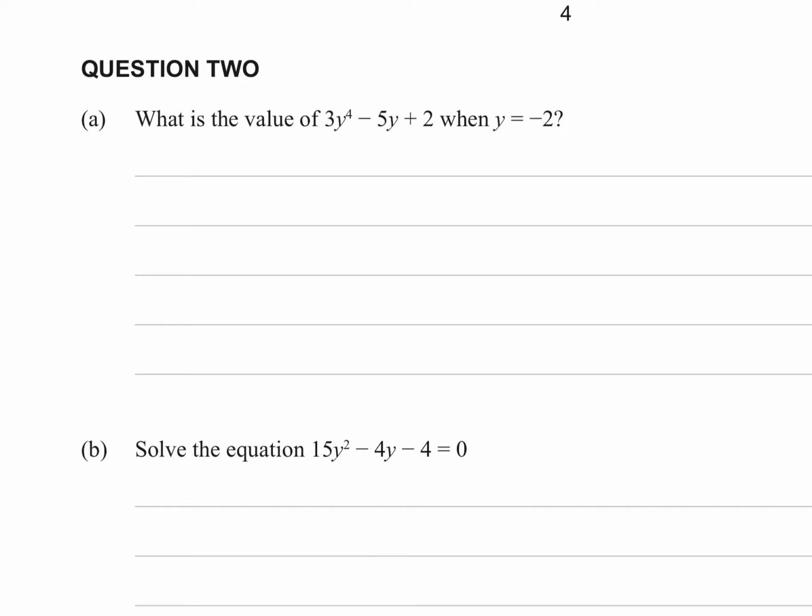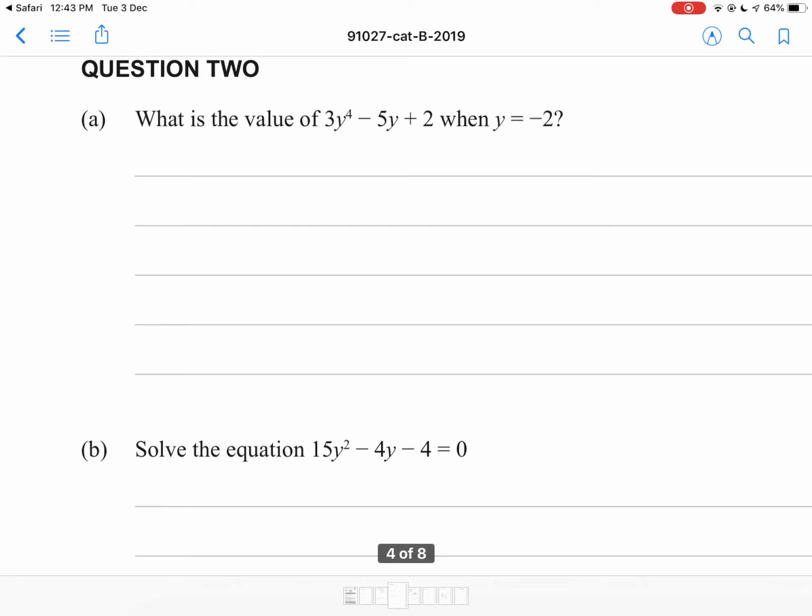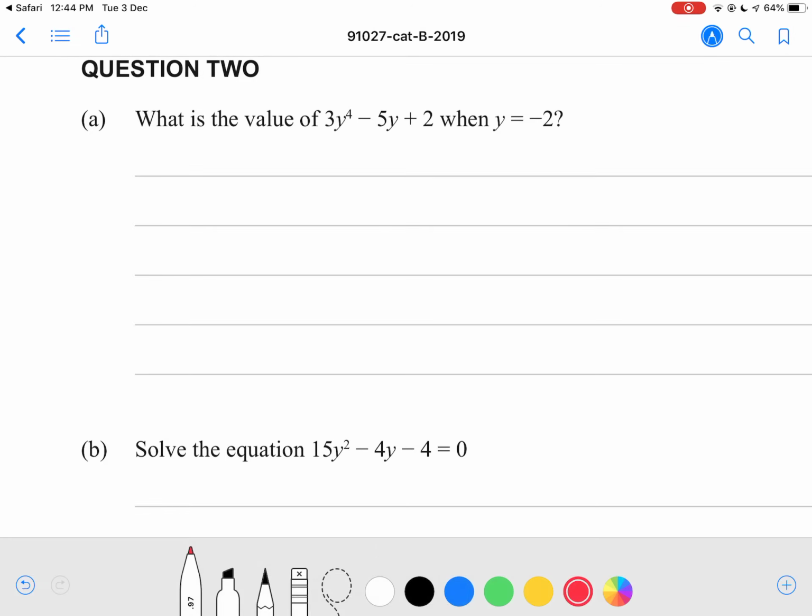Question 2. What is the value of 3y to the power 4 minus 5y plus 2 when y equals negative 2? Alright, so we're just going to substitute y equals negative 2 in this equation. So 3 times negative 2 to the power 4 minus 5 times negative 2 plus 2.